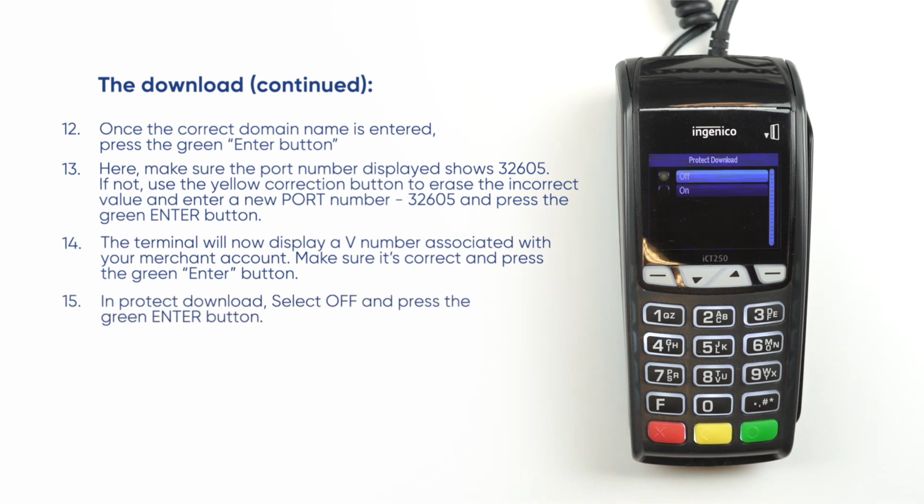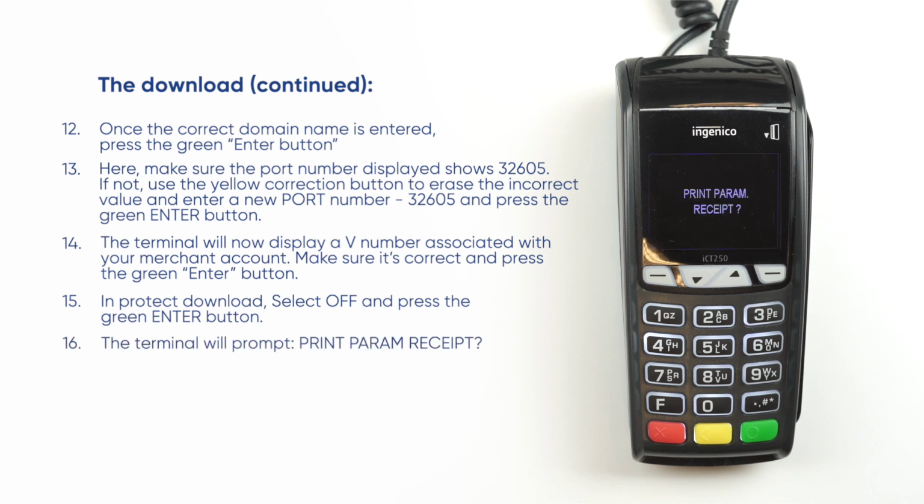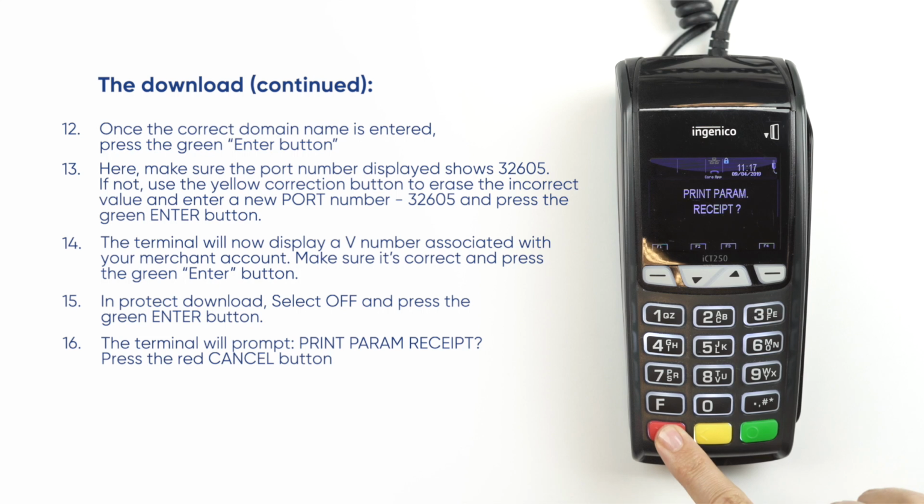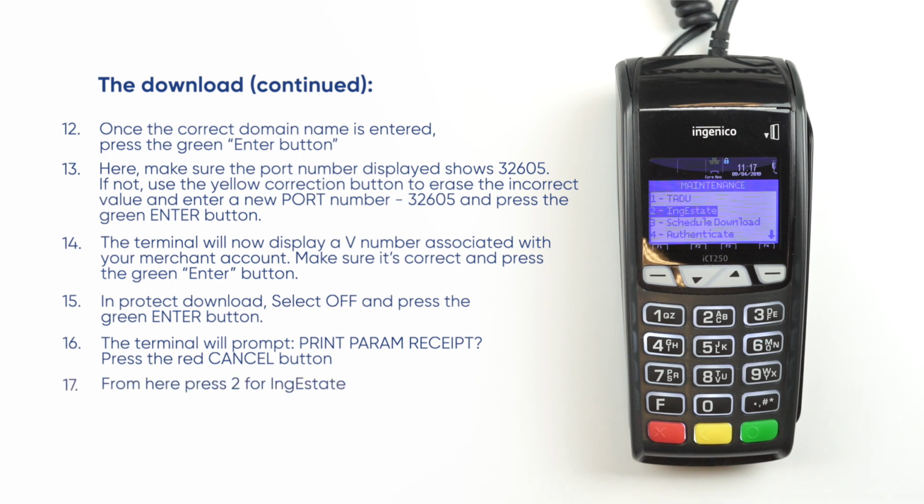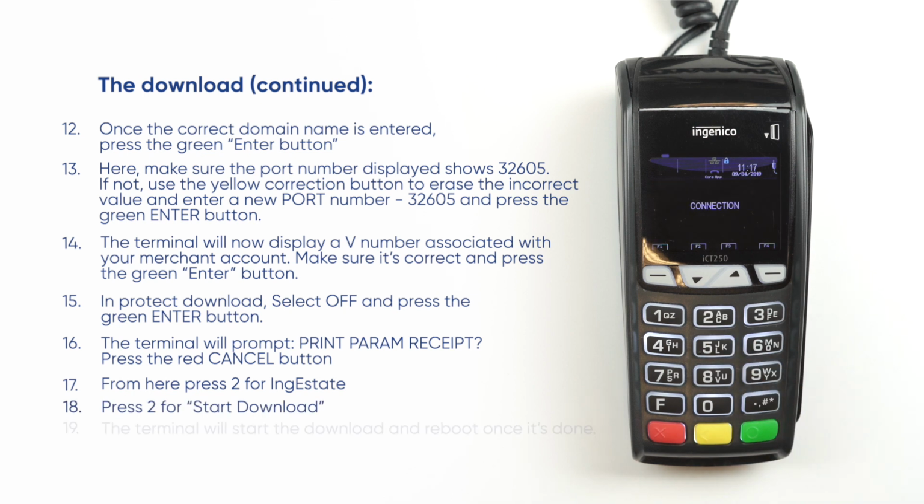In Protect Download, select Off and press the green Enter button. The terminal will prompt Print Param Receipt. Press the red Cancel button. From here, press 2 for Ingestate. Press 2 for Start Download. The terminal will start the download and reboot once it's done. You're good to go.